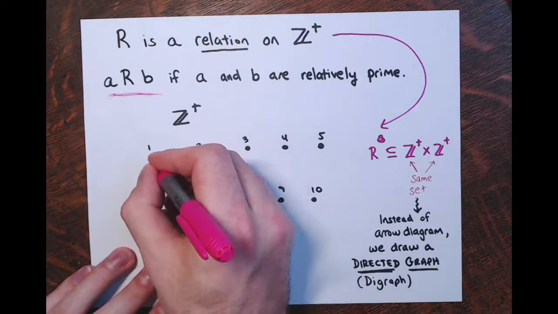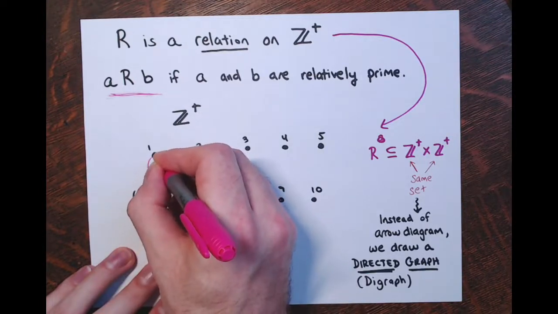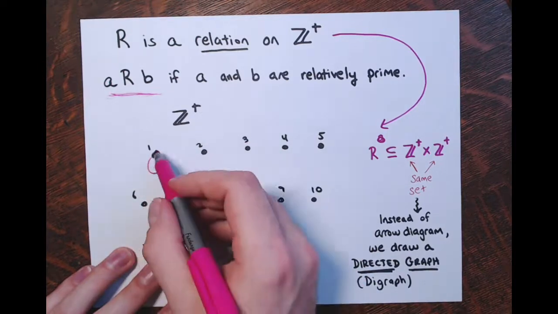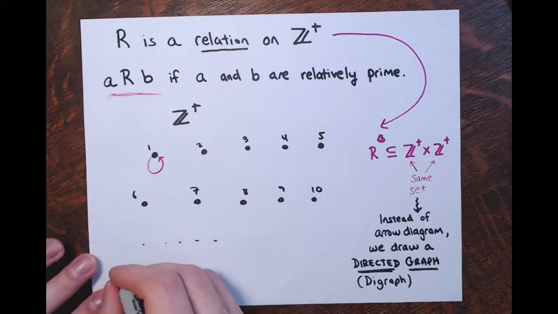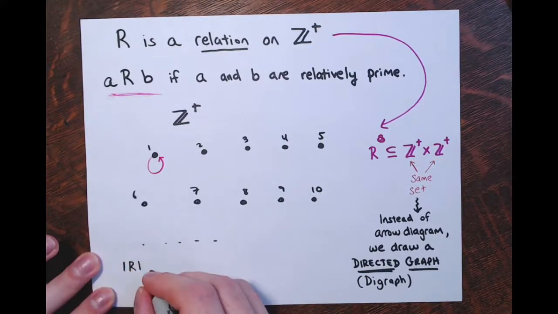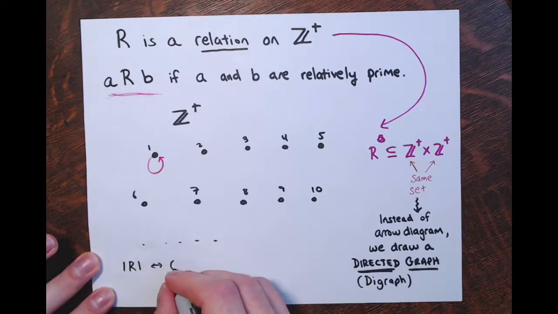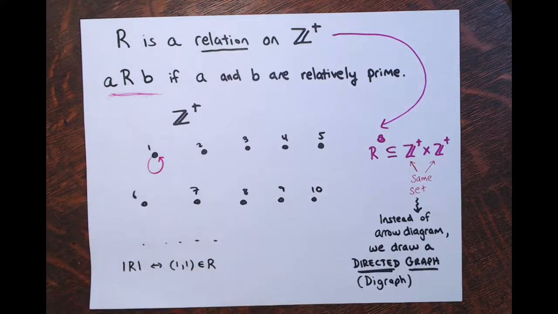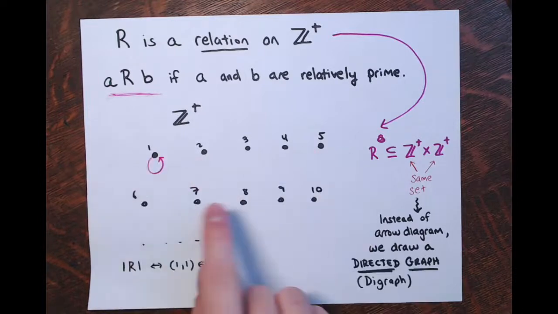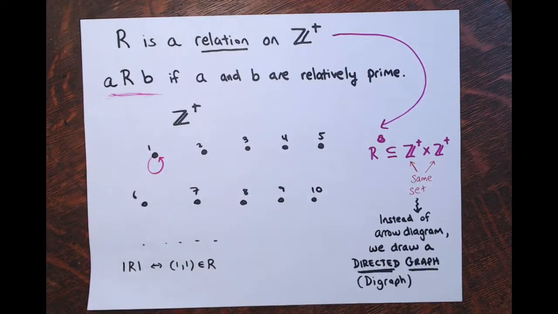So I do this. Little self loop. 1 is related to itself. We have a 1 is related to 1. Or in other words, the ordered pair 1, 1 belongs to this relation. And really 1 would be related to every single integer, because the largest number that goes into 1 and any other positive integer is 1.